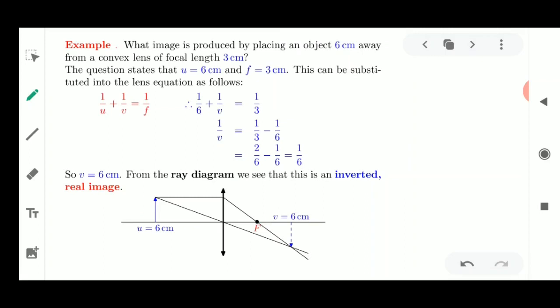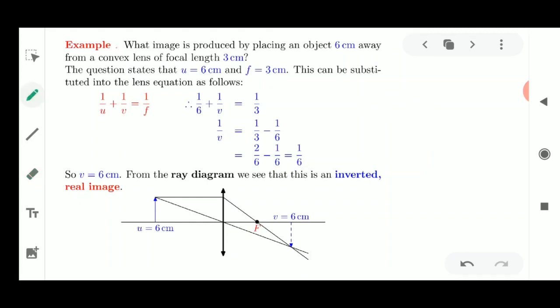Now, an image is produced by placing an object 6 centimeters away from a convex lens. So here we again have a convex lens, and the object is placed 6 centimeters away. So this object distance, that is u, is 6 centimeters, away from the convex lens of focal length 3 centimeters. It means that this object is placed beyond the focus.